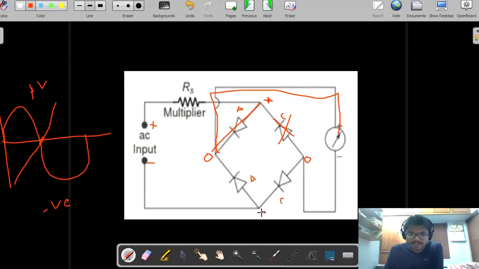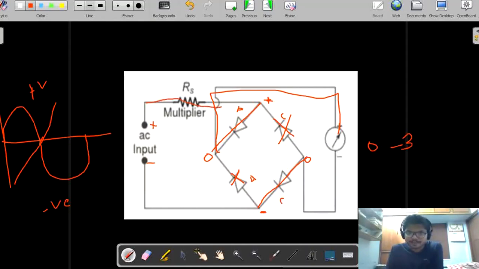The cathode has a lower voltage compared to 0. Compared to 0, minus 3 is less. So 0 is high, and this diode will conduct. Now this one will not conduct, because the anode is negative but the cathode is positive. So this won't conduct. What will happen finally?